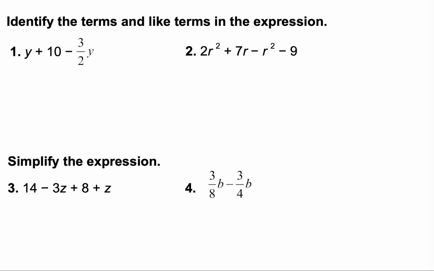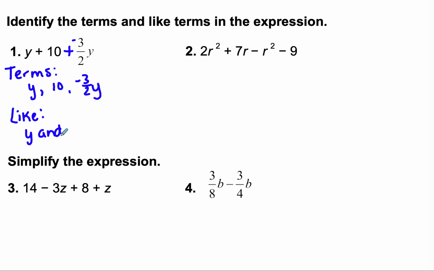Okay, let's check our answers. So for number 1, you needed to list the terms and the like terms. So terms, I need to just start by doing boom, boom, make that a plus negative. So my terms here are y, comma, 10, comma, -3/2 y. I changed everything to addition, and then I just replaced the addition signs with commas. Okay, so my like terms. I have y and -3/2 y. Same variable, same exponent. I don't have any like terms for the 10.